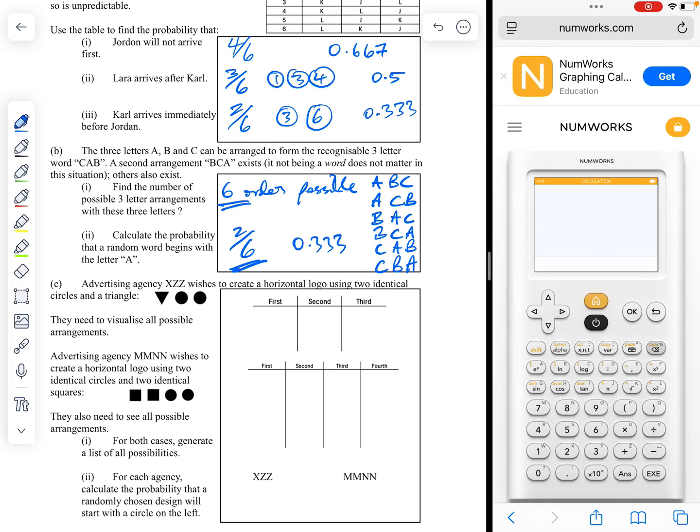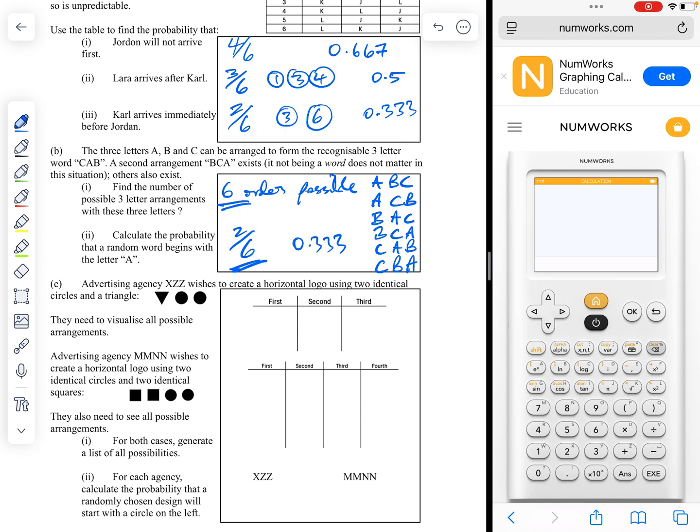Question 2C. Advertising agency XZZ wishes to create a horizontal logo using two identical circles and a triangle, as in the picture. They need to visualize all possible arrangements. Advertising agency MMNN wishes to create a horizontal logo using two identical circles and two identical squares. Here's an example. They also need to see all possible arrangements. Generate a list in both cases.